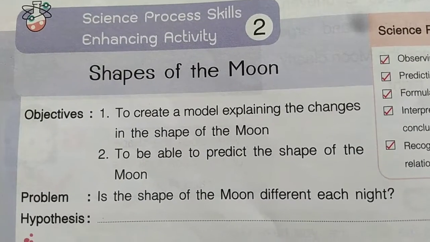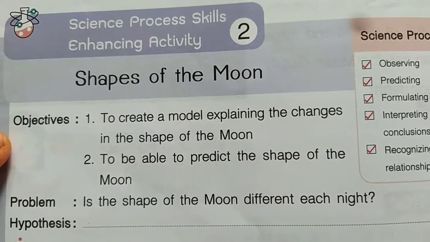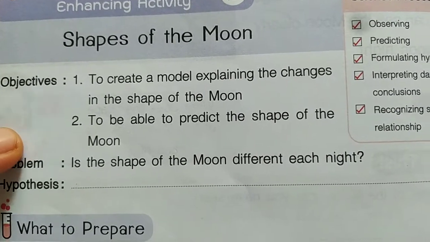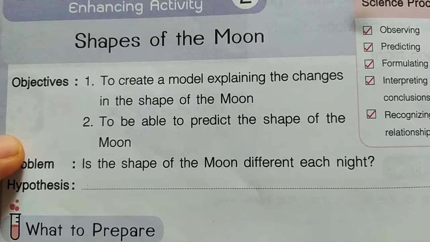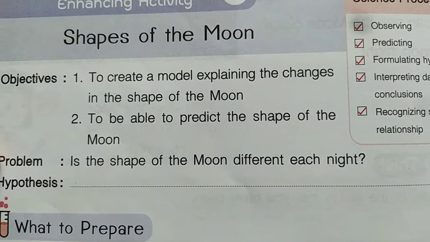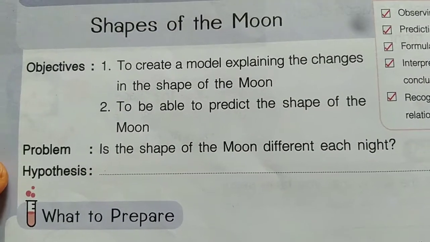Then our objective is to create a model explaining the changes in the shape of the moon. And number 2, to be able to predict the shape of the moon. Predict means to tell ahead of time.